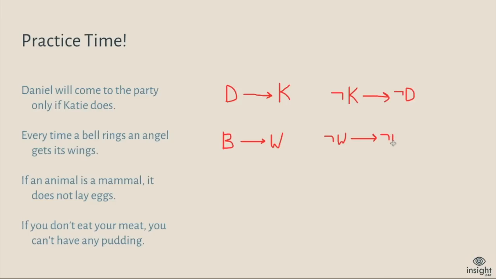And again, remember how I did that. Just took the right side of the arrow, negated it, brought it over to the left. Took the left side, negated it, brought it over to the right. If an animal is a mammal, it does not lay eggs. We have a little negation here, remember? Hope you caught that. So let's go with M for mammal. If an animal is a mammal, then no eggs.